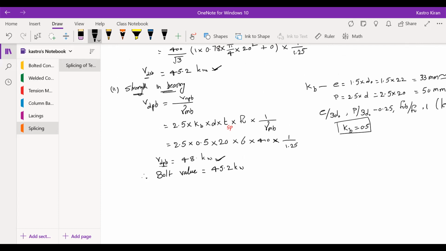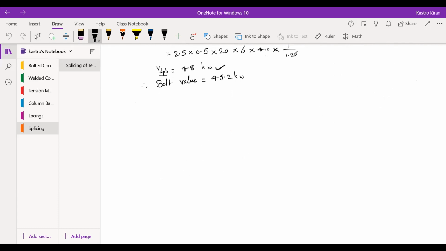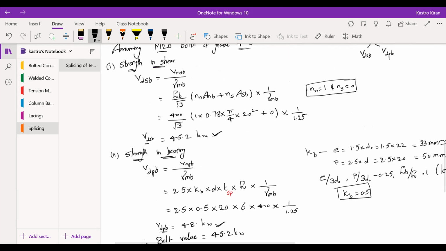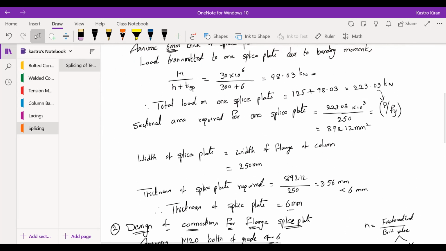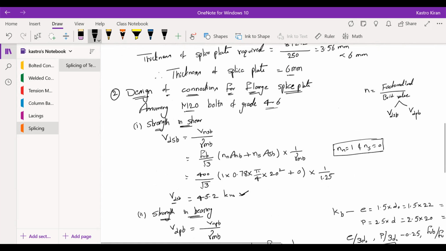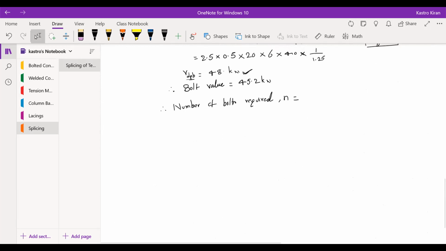Therefore, number of bolts required, N, equals factored load by bolt value, as I told you already. What is this factored load? It is the total load on each splice plate, that is 223.03 kilonewtons. So the factored load is 223.03 kilonewtons.